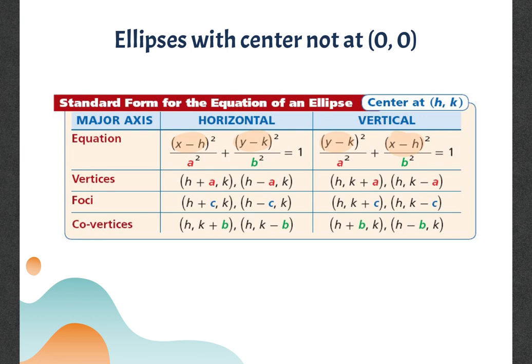So if you graph this, which is what I would strongly recommend, then it shouldn't be too bad because you'll see it from your graph, okay? But that's the difference. Everything else is exactly the same. The a is still the larger denominator. It still determines if it's vertical or horizontal. The only thing that changes is where you're initially starting from, what your center is.